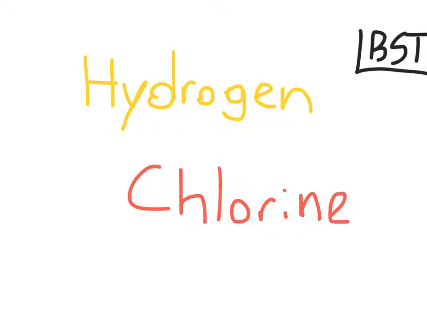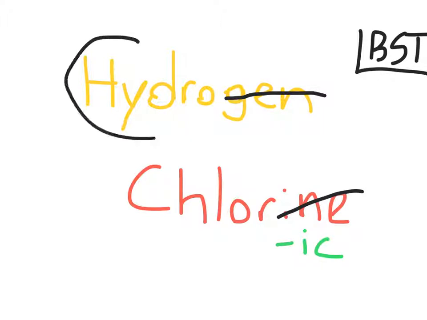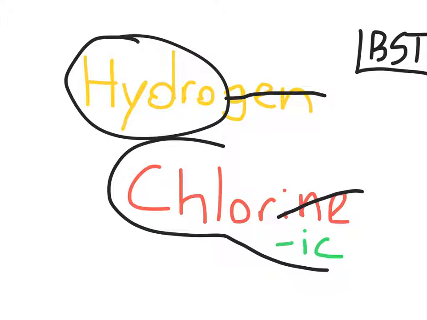So when naming an acid, we take out the last three letters of hydrogen and then the last three letters of the second element. And usually the second element in an acid will always end in INE. So we just take out INE and replace it with IC. And then when we combine what we have left, we have hydrochloric acid. And then we just add acid at the end to specify that we're talking about an acid.